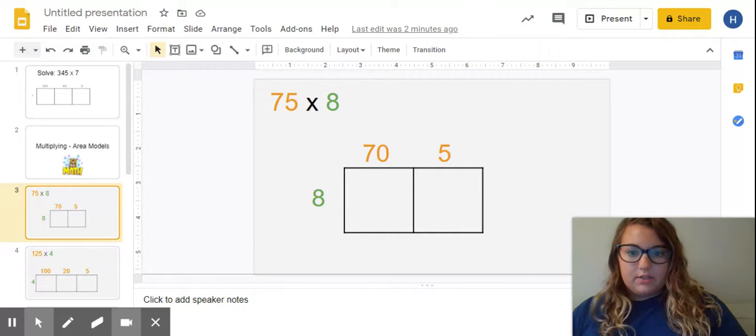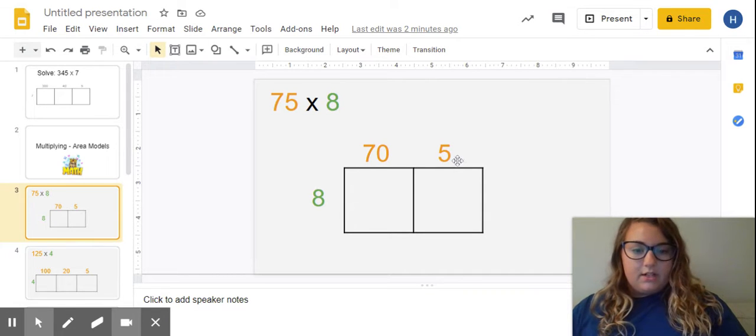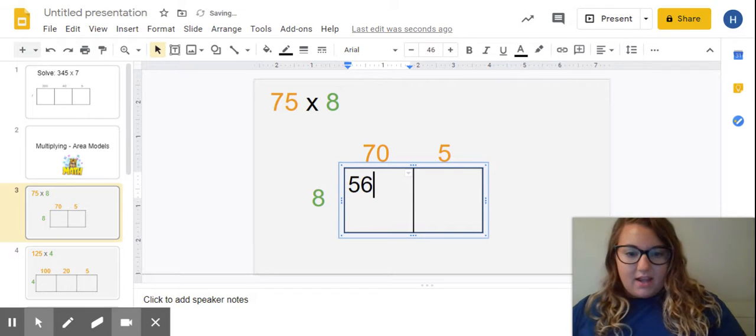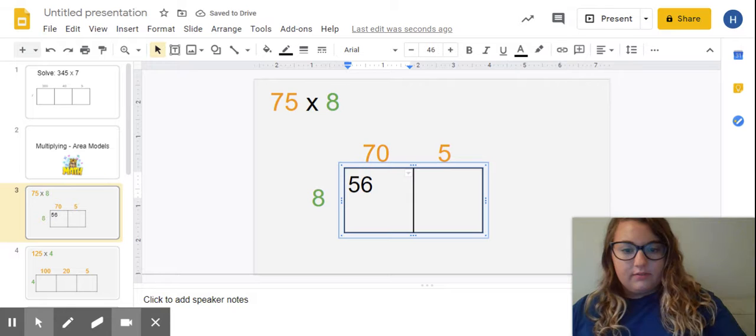I have decomposed 75 into my tens, which is 70, and my ones, which is my 5, and I have put my 8 on the other side of my area model. So here in my first box, I would type in what 8 times 70 is. So I know that 8 times 7 is 56. And since I have 7 tens, I know that I need to add a 0 at the end.